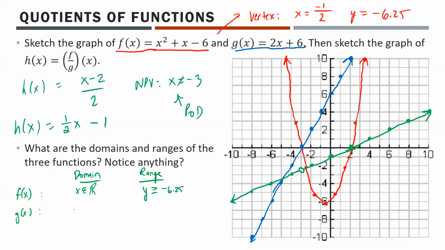Now g of x, that's our blue function. Again, we have x is an element of our real numbers, and y is also an element of the real numbers because it could go anywhere, basically.